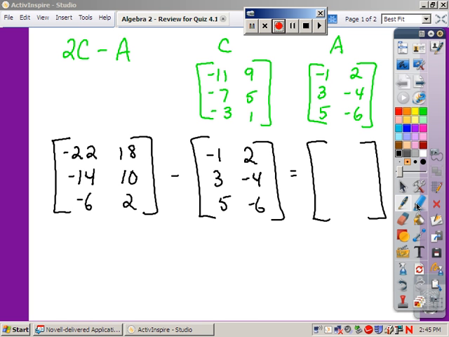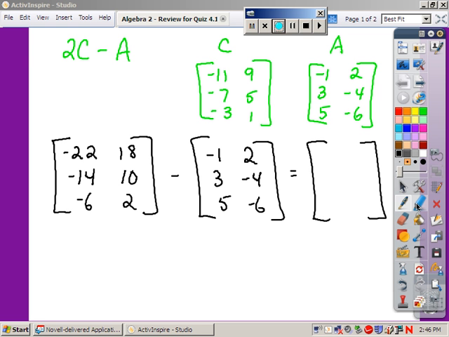All right, so this is the remaining problem that we did not go over in class today for the quiz on matrices, on subtracting, adding, and multiplying matrices. All right, so this is the first problem that we didn't do, which was 2C minus A. These were the matrices C and A.